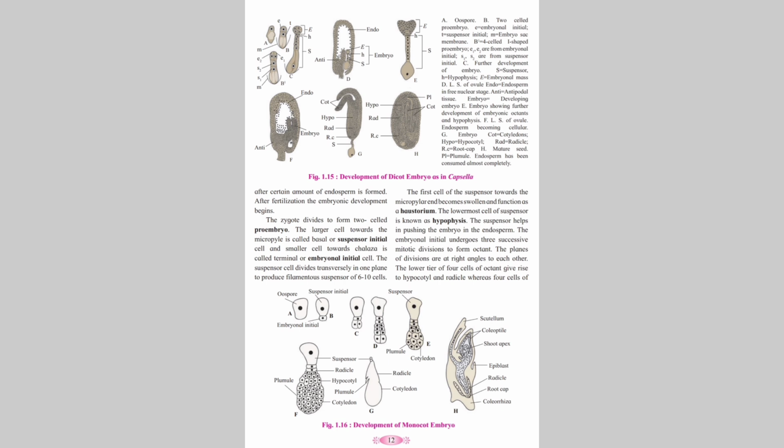Fig 1.16. Development of monocot embryo. This diagram shows the development of a monocot embryo, highlighting structures like the coleoptile and scutellum. The text describes the suspensor and haustorium in monocots.